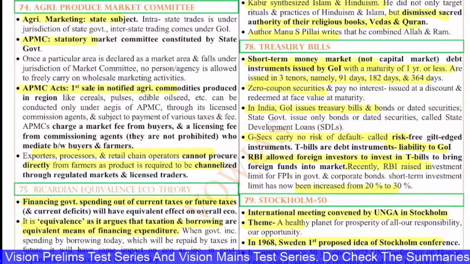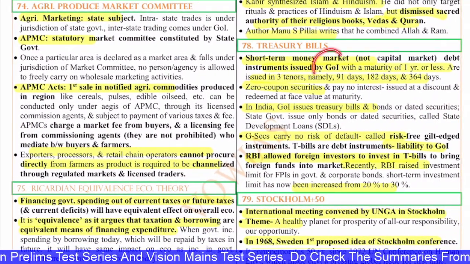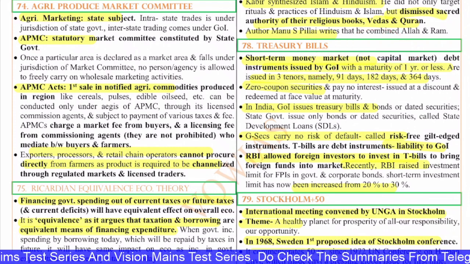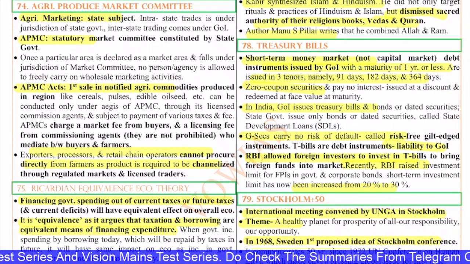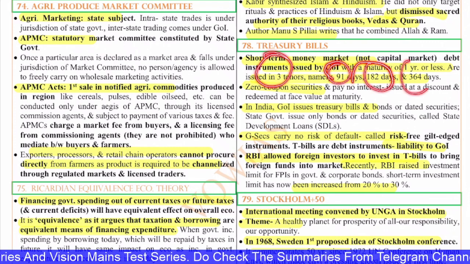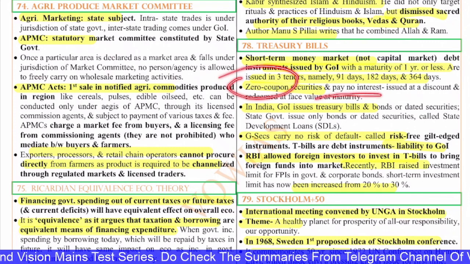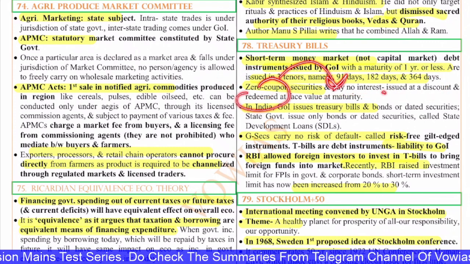Next, 78th question is on treasury bills, the short-term money market debt instrument issued by the government with maturity of less than 1 year. All these instruments which are released by the government for less than 1 year are called treasury bills, and they are issued in 3 tenors, namely 91 days, 182 days and 364 days. These are zero coupon securities and pay no interest. They are issued at discount and redeemed at face value after maturity.